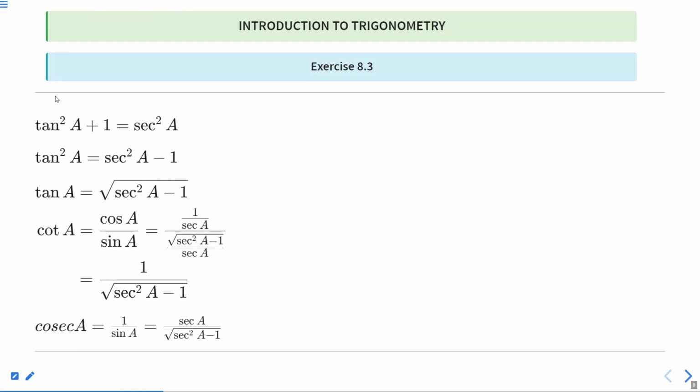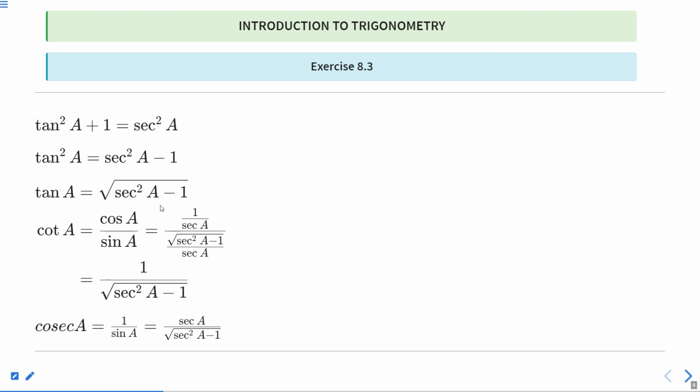Here we have the identity tan square A plus 1 is equal to sec square A. From this identity we get the value of tan square A as sec square A minus 1, and it implies tan A is equal to square root of sec square A minus 1. Since this value will always be positive, tan A is equal to square root of sec square A minus 1.